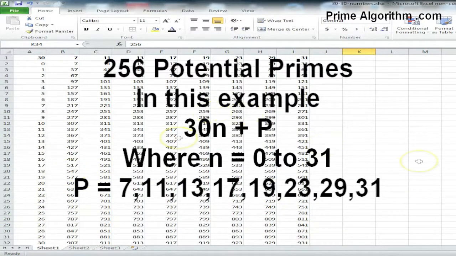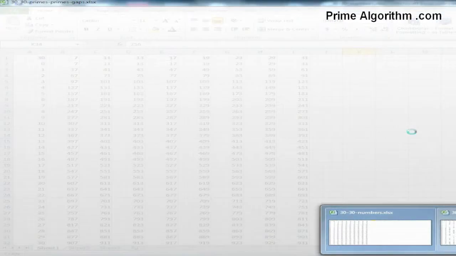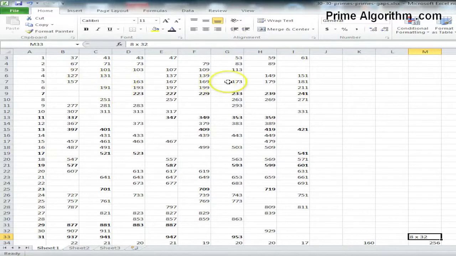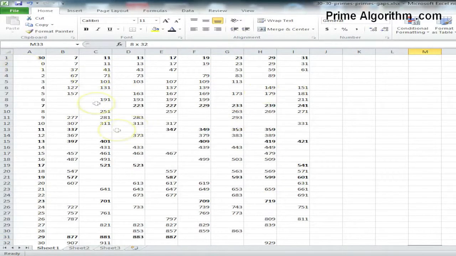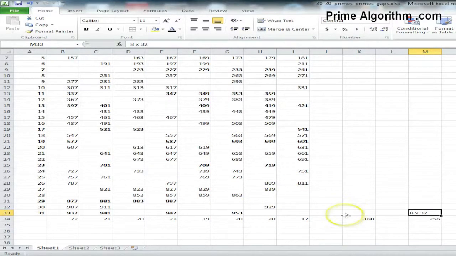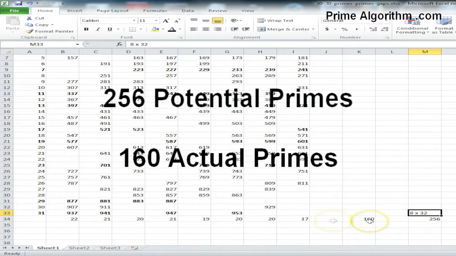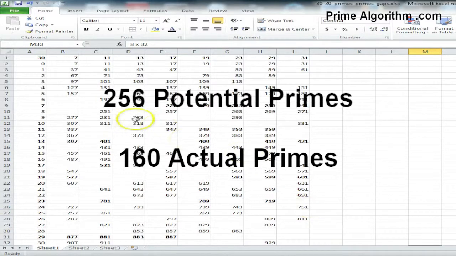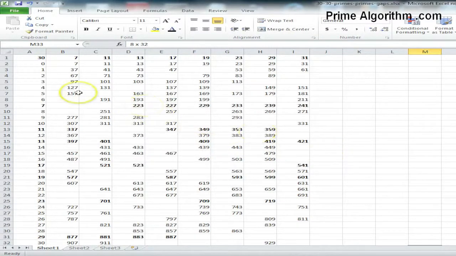Now, this is all the numbers, 256 potential prime candidates. This is the actual primes that exist. So all the gaps now are the numbers that are excluded because they're divisible by other numbers. We go from 256 to 160 numbers now that are absolutely prime.